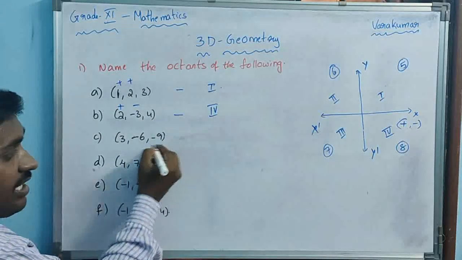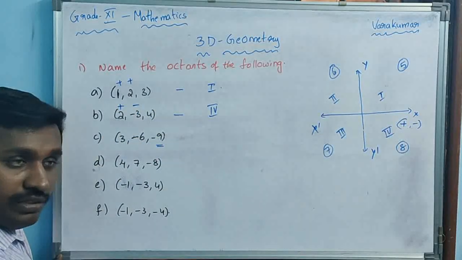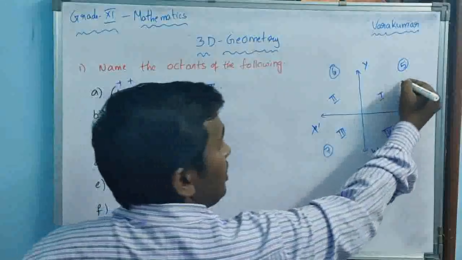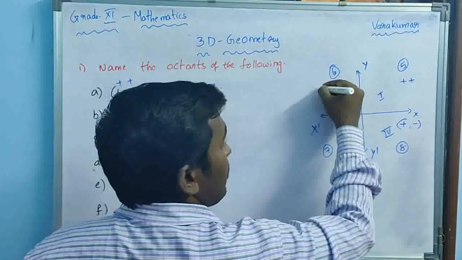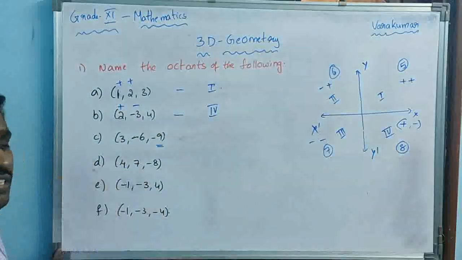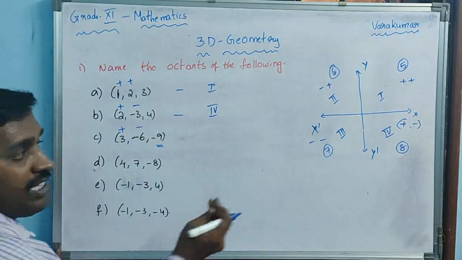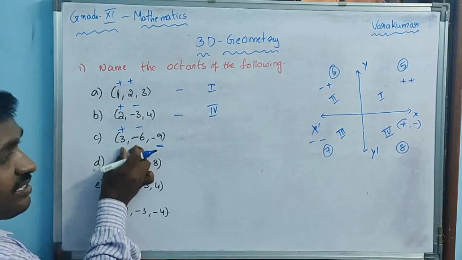Now, see, 9 is negative, then you have to go down. Fine. Then, see here, this is actually plus plus, and this one minus plus, and this is minus minus, and plus minus. Now if you say this is plus minus, where is it?